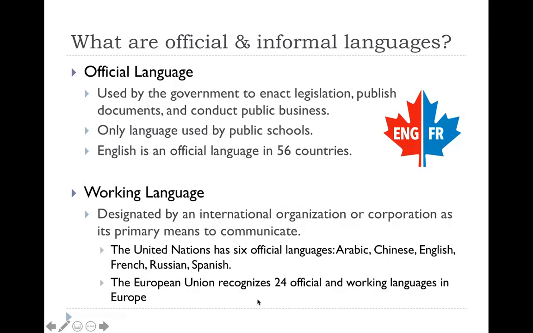All right, now we already talked a little bit about English. We know that the United States does not have an official language, right? English is not the official language, but it's one of the most predominantly spoken languages here, obviously.